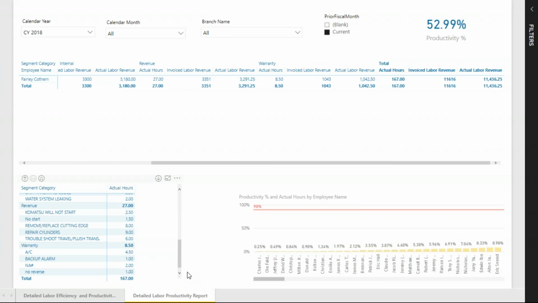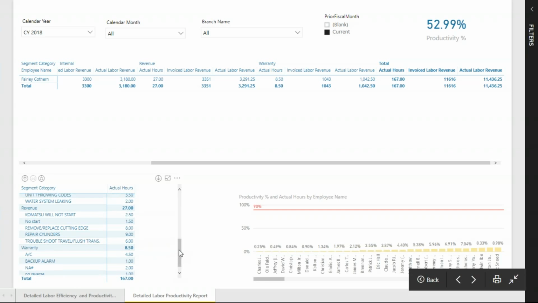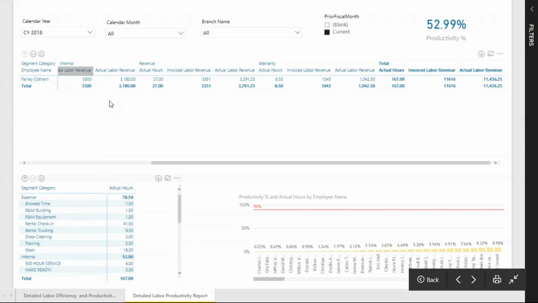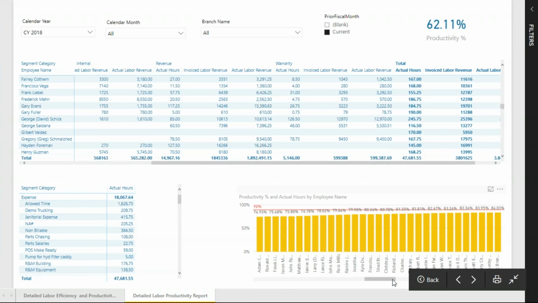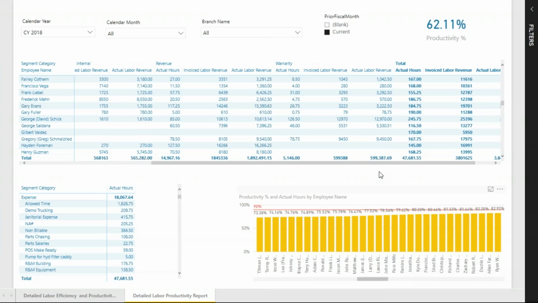Komatsu will not start. I don't know why it says that. Oh, yeah, probably some customer that wanted us to do the work, even though we don't, Komatsu dealership. So yeah, this is something that we call the detailed productivity report.